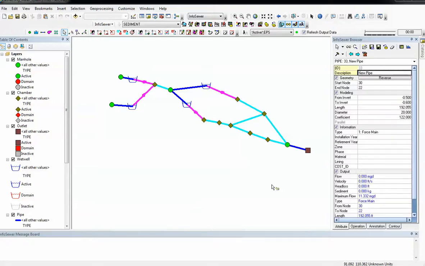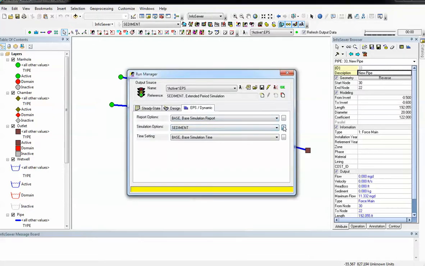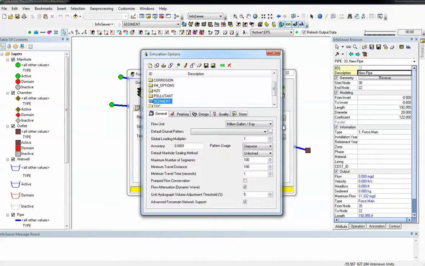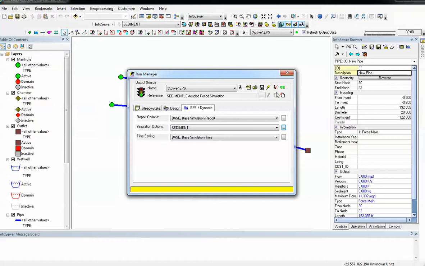Hello, this is Innovyze's InfoSewer program, and I'm Bob Dickinson, and we're going to talk about how to use the advanced force main support in the newer versions, post-2012 versions of InfoSewer. The little toggle for advanced force main support is under simulation options, and it applies only to the EPS simulation.